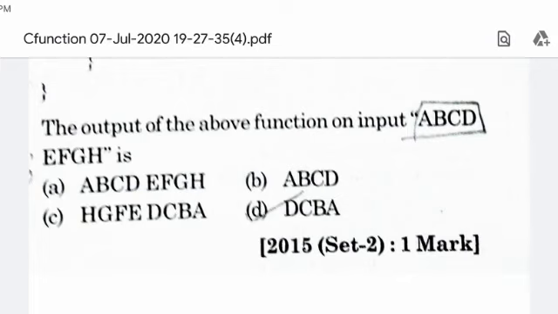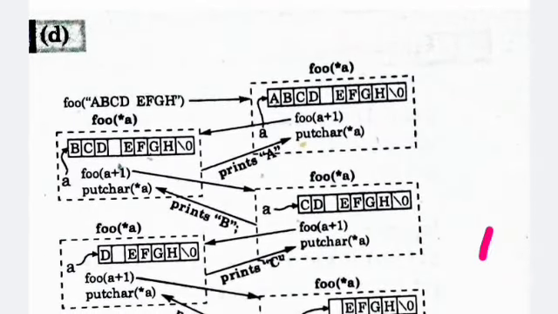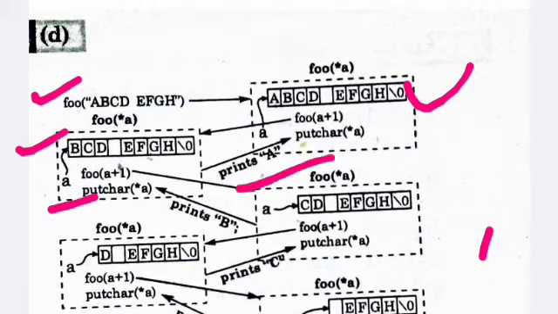Now come to the solution of this question. When we execute foo on a, b, c, d, e, f, g, h, it points to the character a as the string, which is represented like an array. After calling foo(a plus 1), we get b, c, d, e, f, g and null. Then foo prints a.